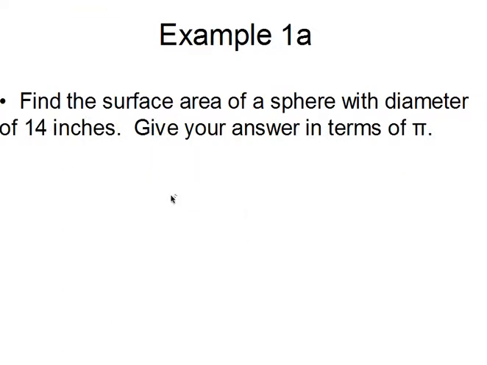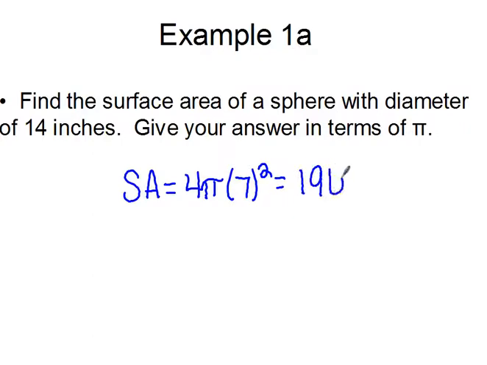Alright, let's try another one. This one has a diameter of 14 inches. So we do 4 pi. If the diameter is 14, the radius is 7. So we do 4 pi times 7 squared. And we're going to leave this in terms of pi. So that gives us 196 pi inches squared.